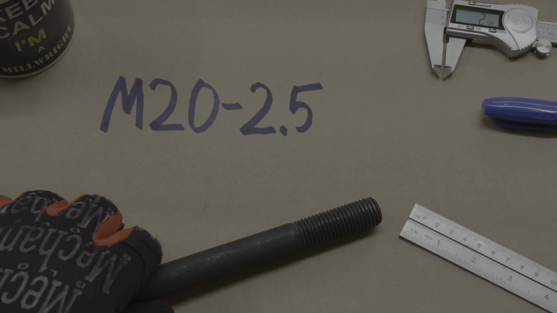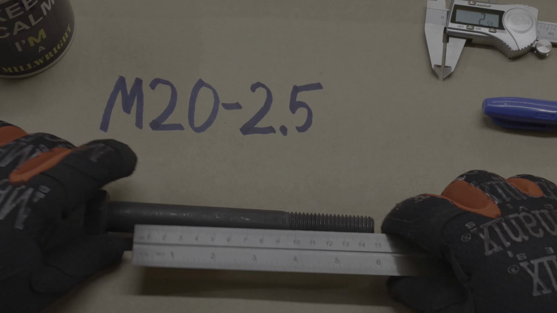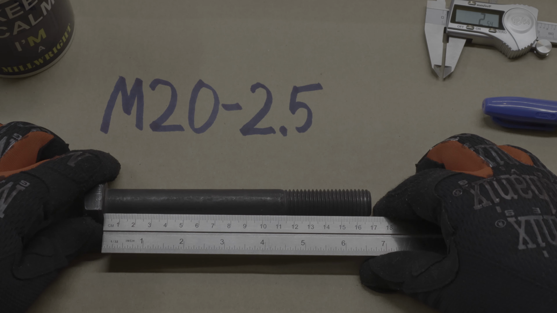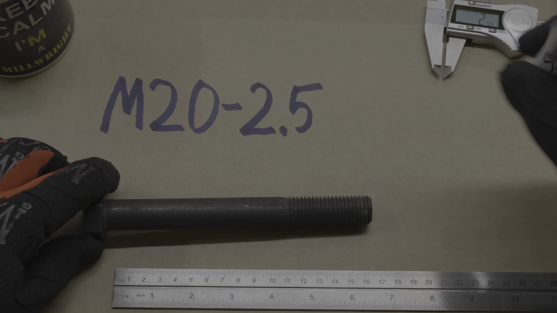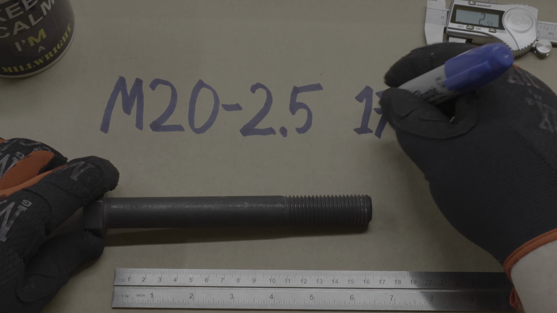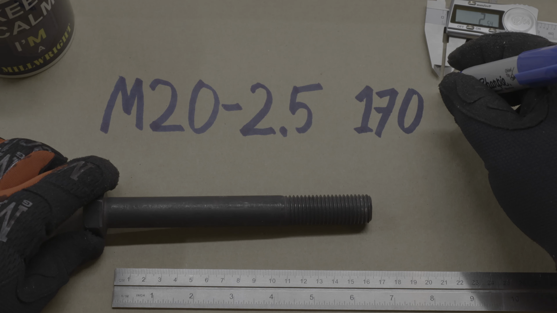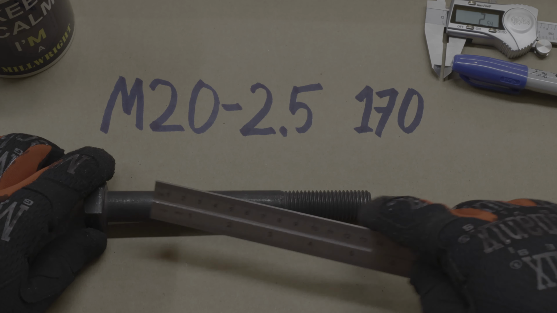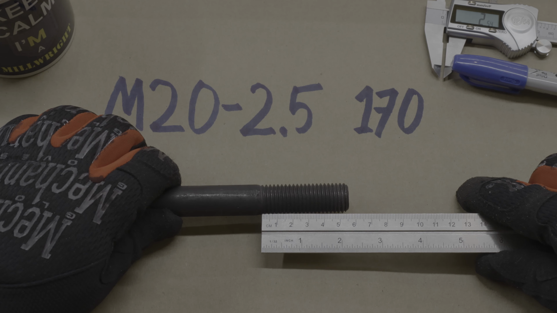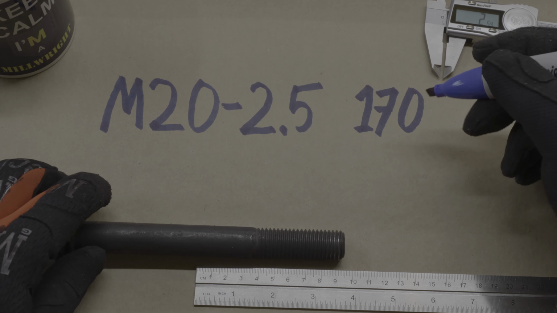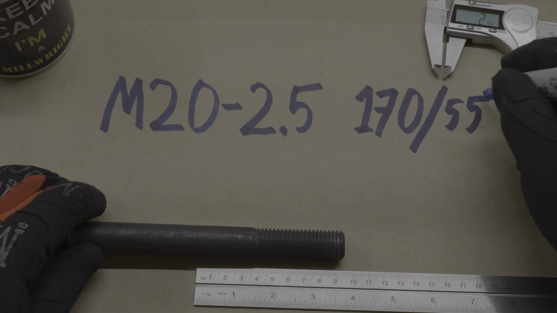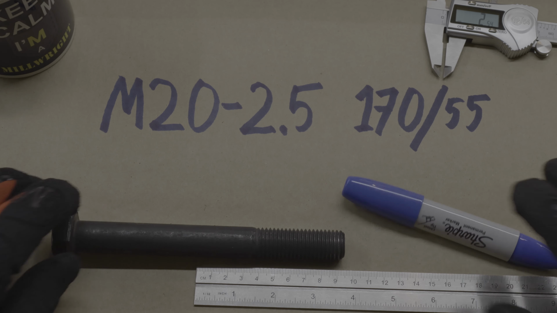Now we will add the length of the screw. Like I told you, it's the complete one. We can count 170 millimeters long. We write this down. And like in our case here, if the length of the thread is not the same as the screw, we will add the length of the thread at the end. So here we have 55, so slash 55 millimeters. This is for the metric screw.